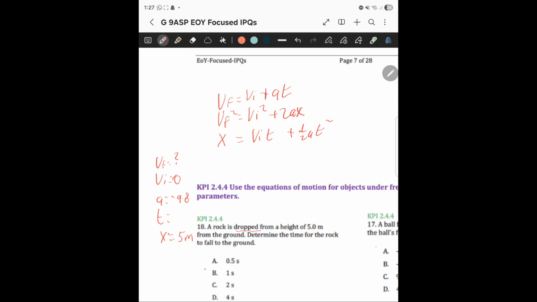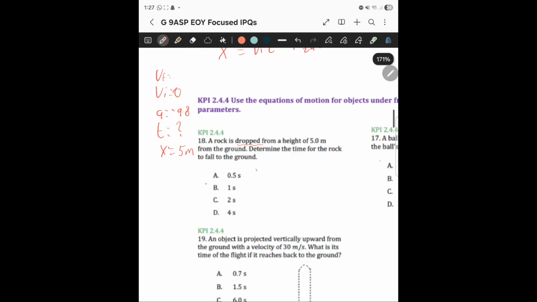The final speed is what I need, by the way. No, it's not. I need to find the time. I don't need the final speed. I need the time. VI, A, X, and T. This one. Remember I said, if I don't have final speed, I can use this one. If I don't have time, I can use this one. If I don't have distance, I can use this one. Currently, I don't have final speed, so I can use this one: X equals VI multiplied by T plus a half A T squared.